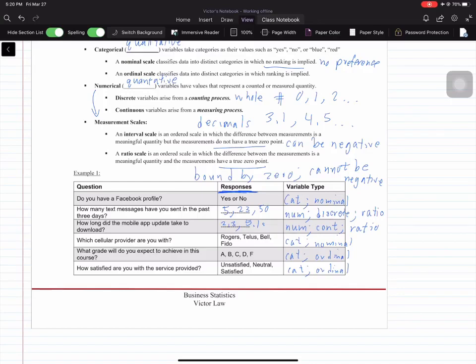Next, what grade do you expect to achieve in this course? The response here is A, B, C, D, F. We know these are categorical variables because these are not numbers. And what we know is that A is preferred to B, B is preferred to C, and C is preferred to D. So these are ordinal scales. There's ranking involved. And the last one, how satisfied are you with the service provided today? The response here is unsatisfied, neutral, and satisfied. So these are categorical variables. These are not numbers. And again, we have ordinal scales because satisfied is preferred to neutral and neutral is preferred to unsatisfied.